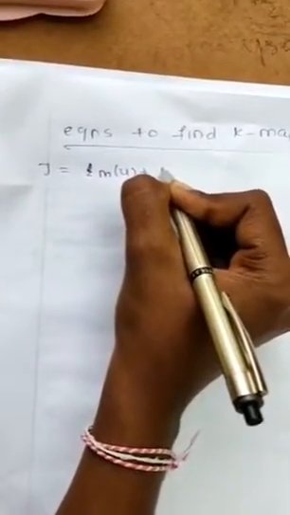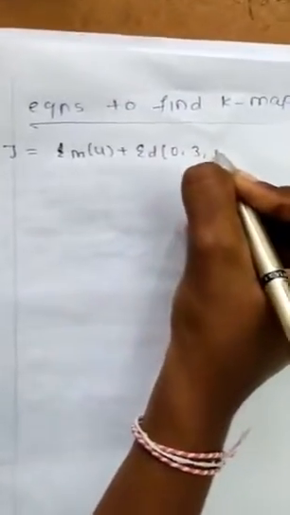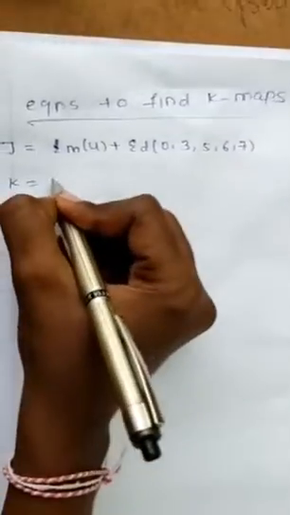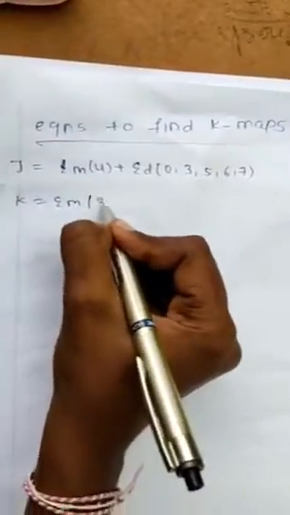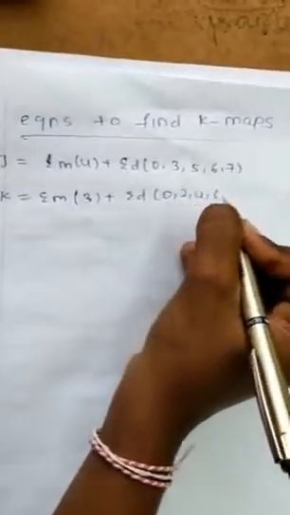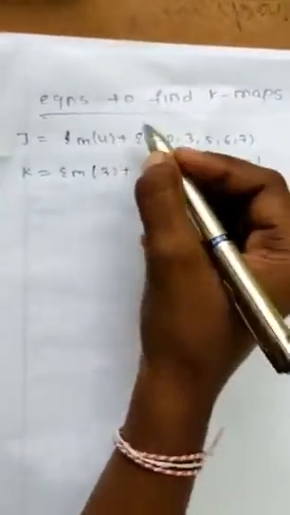Next you will take sum of D 0, 3, 5, 6 and 7. Next K equals to sum of m 3 plus D of 0, 2, 4, 6, 7. Next these equations will be taken on the basis of POS. So here you don't know how it will come. Now here the fourth place will come.